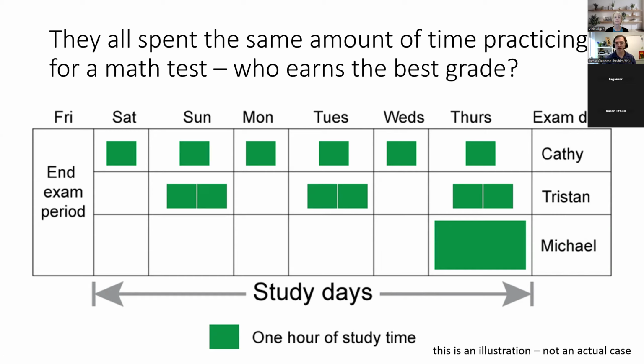Okay. There we go. Because I can't see it. So I'm hoping y'all get it right. So who earns the best grade in this scenario? Is it Kathy, Tristan, or Michael?